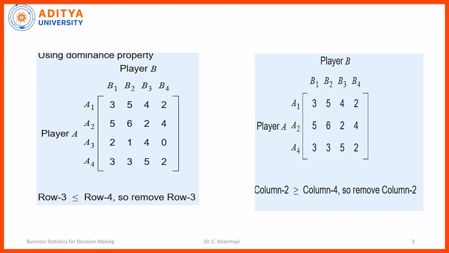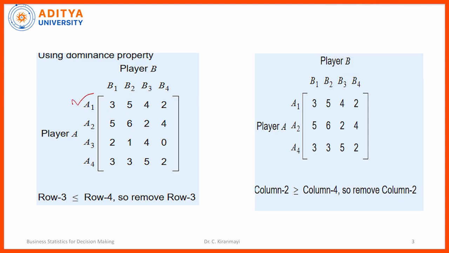First, we have to compare two rows. Let us compare the first row and the second row. The first element of the first row must be compared with the first element of the second row, the second element of the first row with the second element of the second row. This is how we have to compare the rows.